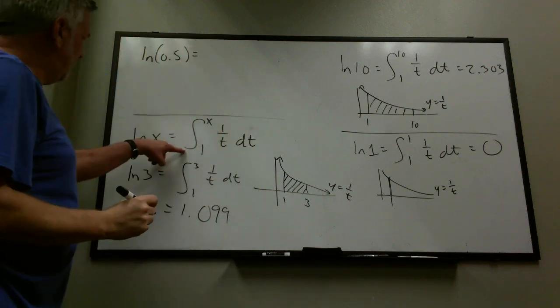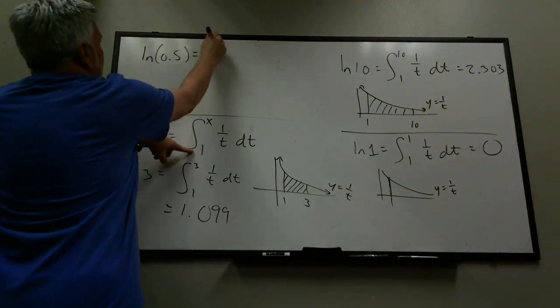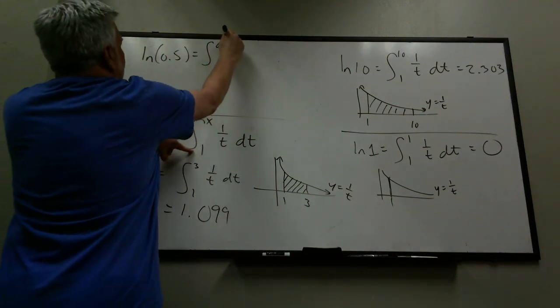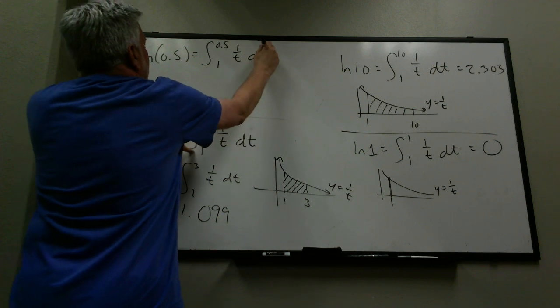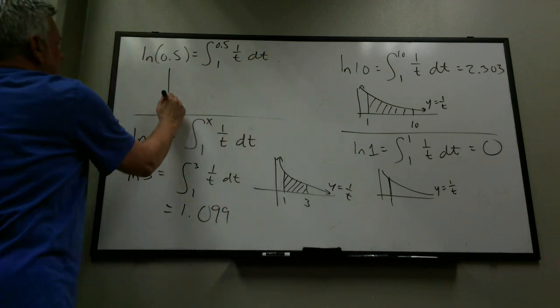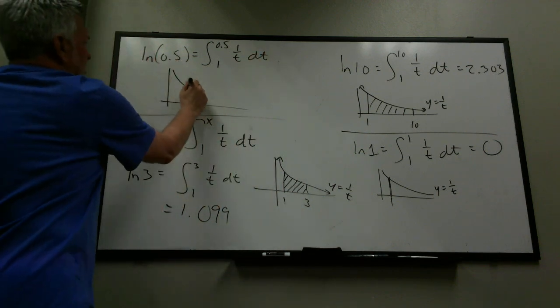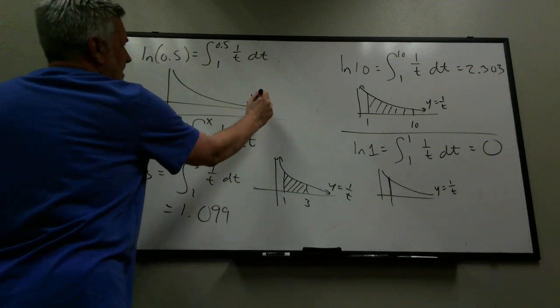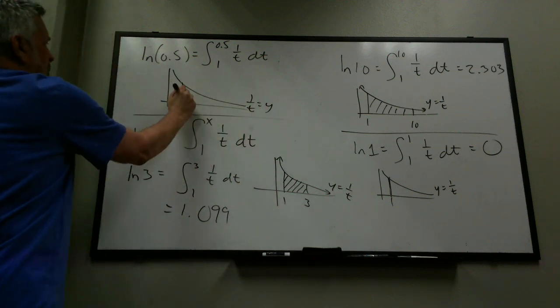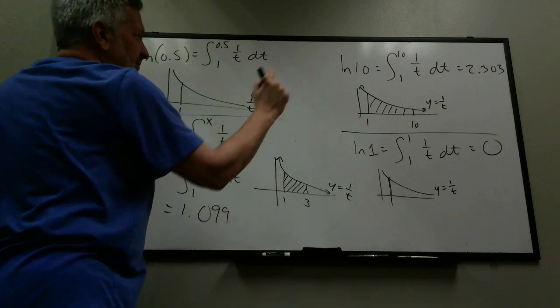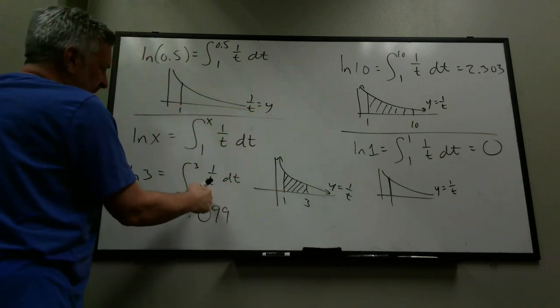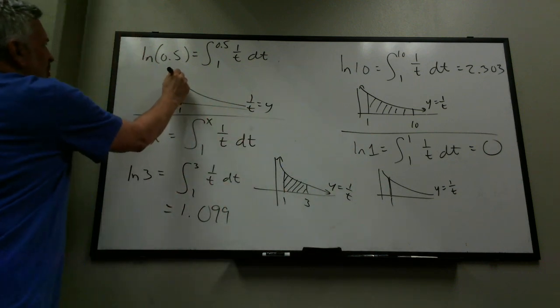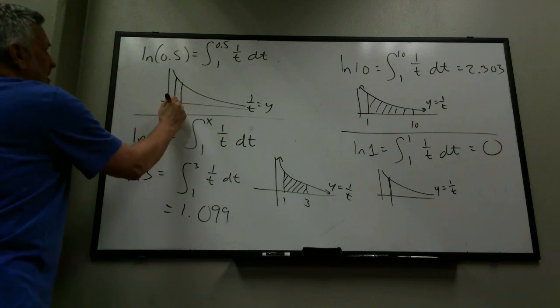Okay, by the definition, natural log of 0.5 is the integral from 1 to 0.5 of 1 over t dt. Now let's draw that picture. So here's my curve 1 over t, and here's 1. I've been using 1 as my boundary every single time, but notice instead of moving to the right like we did with 3 and 10, we're to the left of that at 0.5.